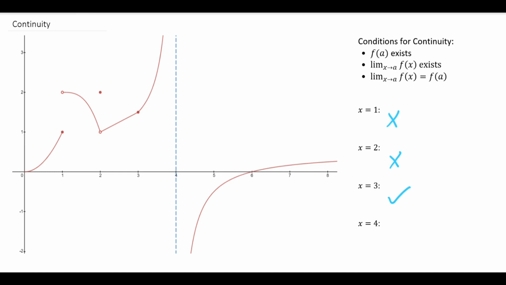On to x equals 4. Does f of 4 exist? No, it doesn't. We have a vertical asymptote there, so that's not going to work. Does the limit as x approaches 4 of f of x exist? No, even from the left it's negative infinity and positive infinity, so they don't even agree on the same infinity. Definitely not. And is the limit equal to f of a? No, because f of a doesn't exist, the limit doesn't exist, none of this works.